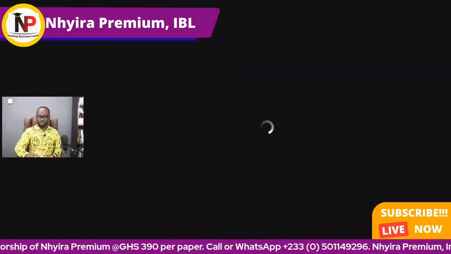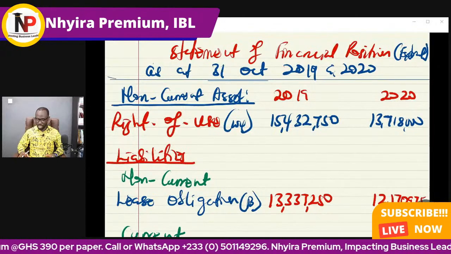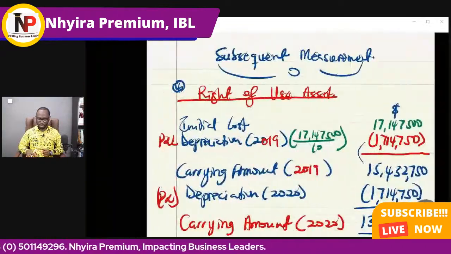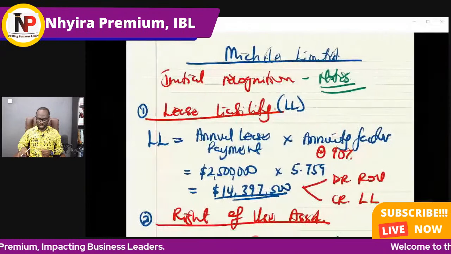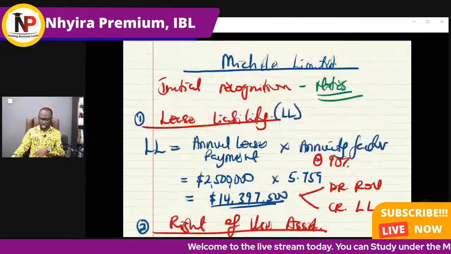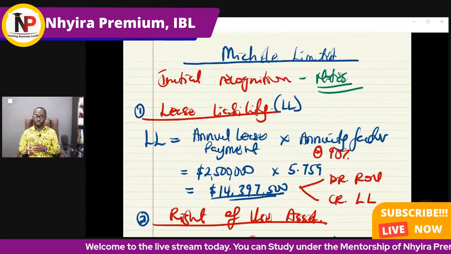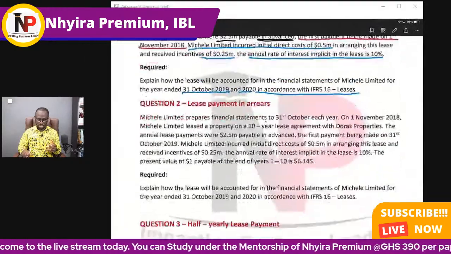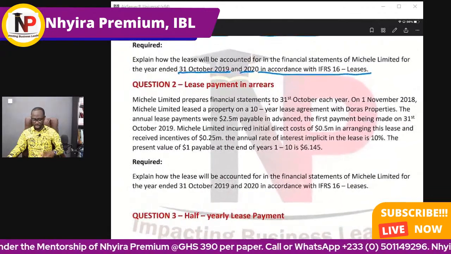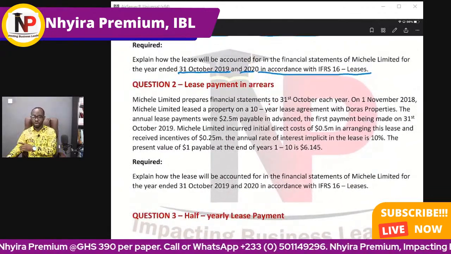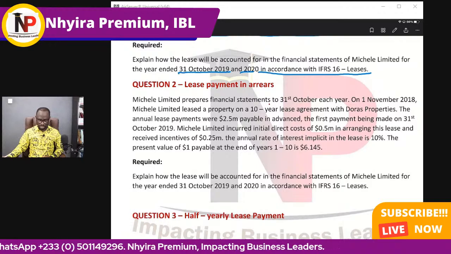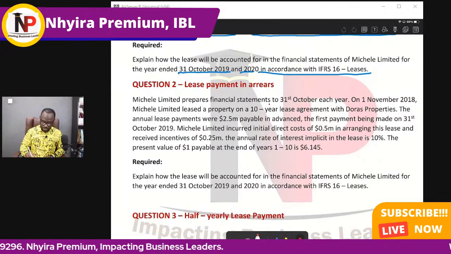So let's go straight into our discussion. Yesterday, we concluded on this part of it. We solved a question where payments are made in advance, and we saw how the treatment is supposed to be done and how the financial statements are going to be treated. So I want to go straight into the second question that we want to look at when payments are made in arrears. When payments are made in arrears, or at the end of the year, how do we go about it and how do we represent that in the financial statements? That is what we want to start with today. So let's go. Question 2.